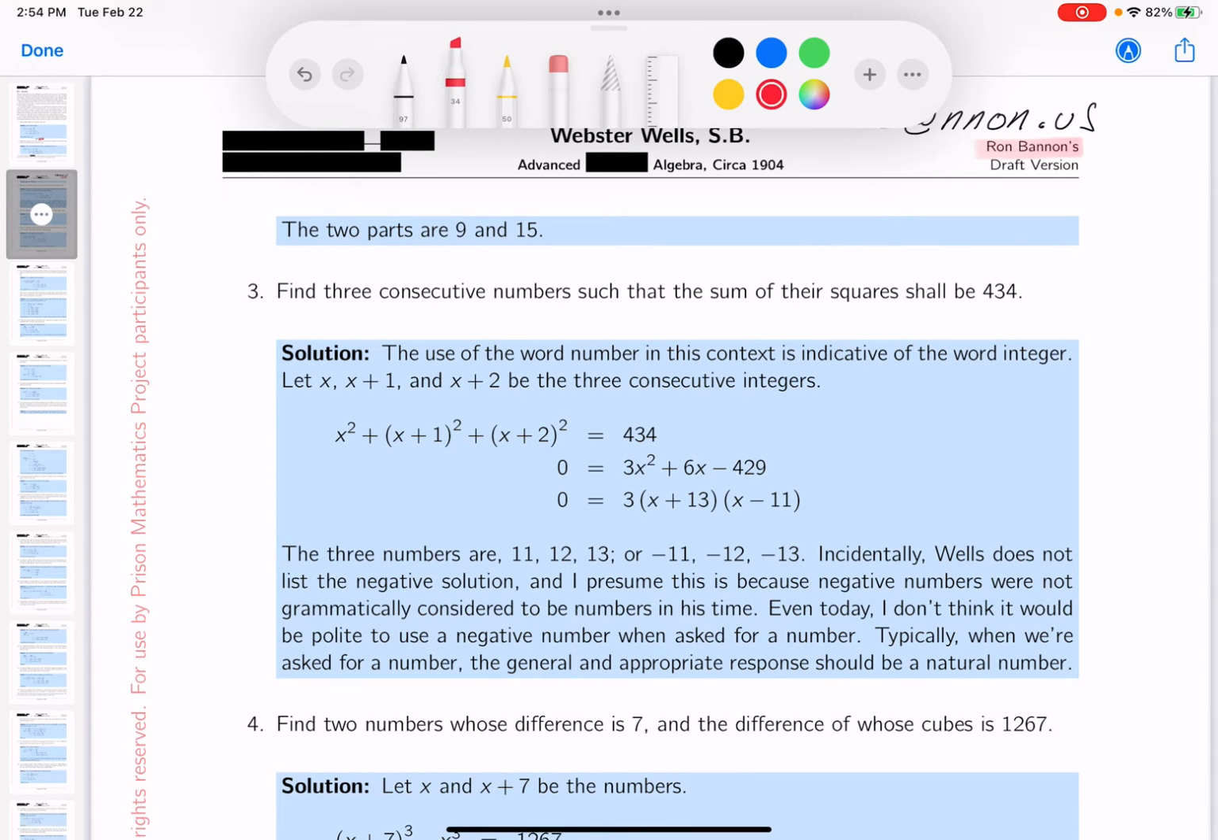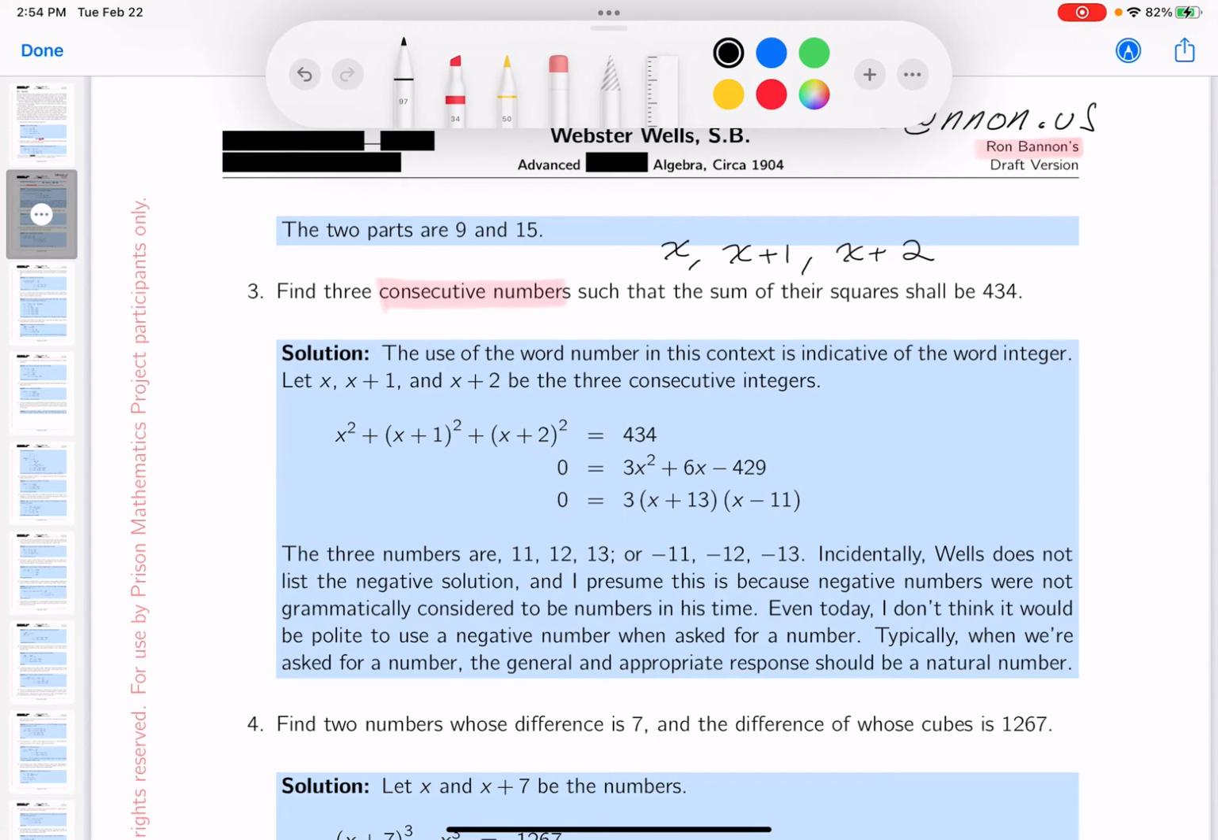So we're on problem number 3. And again, I'm coming across this term that Wells used in his text, consecutive number. Nowadays, we wouldn't say that. We would say consecutive integer. And consecutive integers are of the form, provided that x is an integer, the next integer would be x plus 1, and the next integer would be x plus 2. But again, in the conventions of language, when people say number, typically they mean integer.